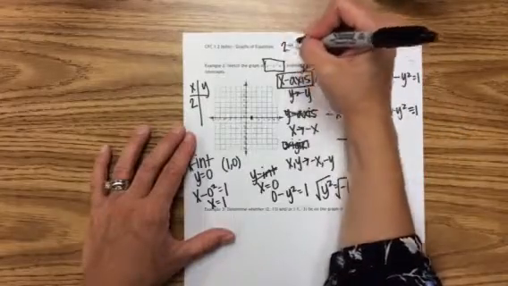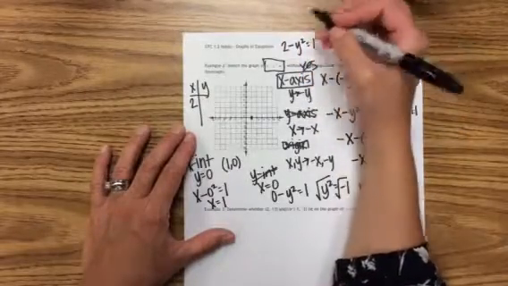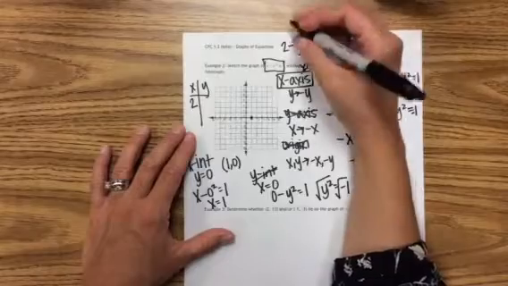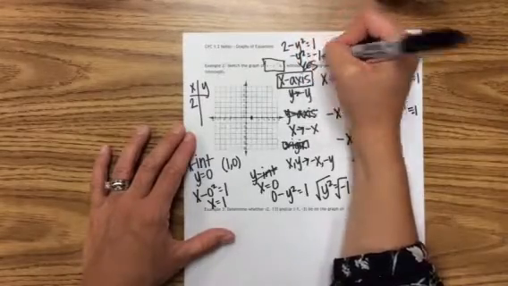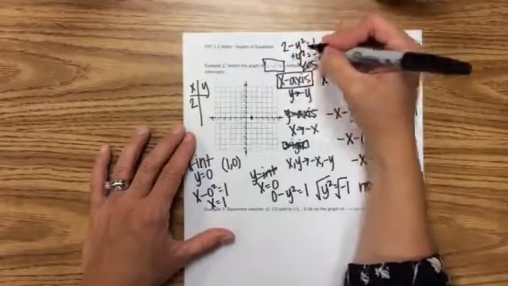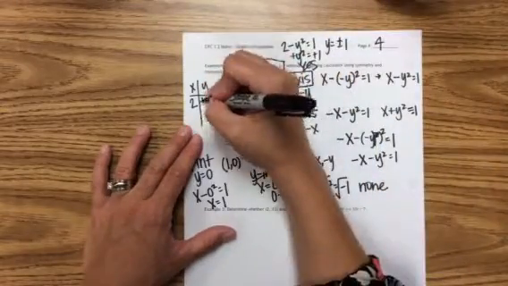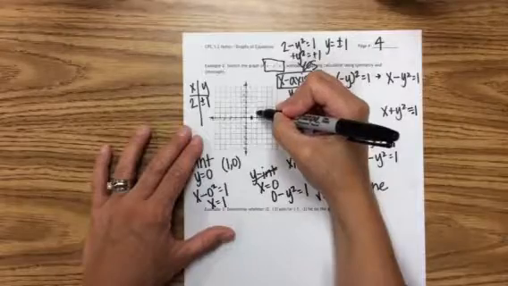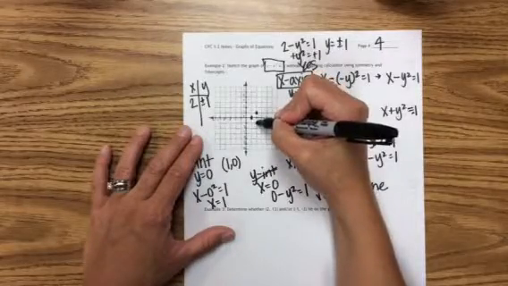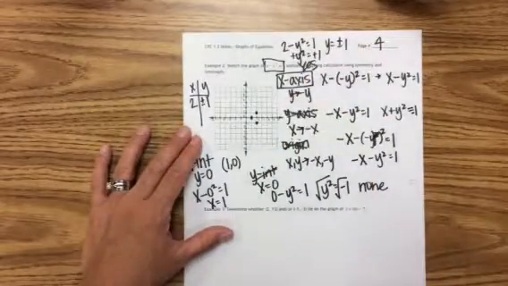So 2 minus y squared equals 1. Subtract 2 from both sides. I get negative y squared equals negative 1. Divide both sides by negative 1. Square root. Square root of 1 is plus or minus 1. So if I go over 2, I have to go up 1 and down 1. And there is that symmetry.